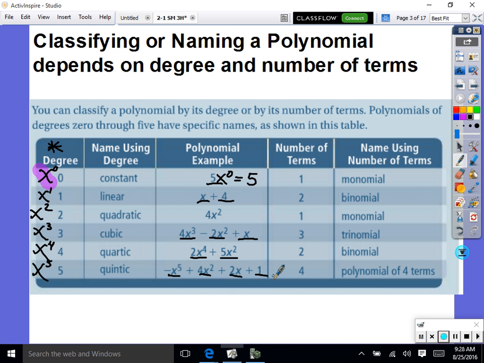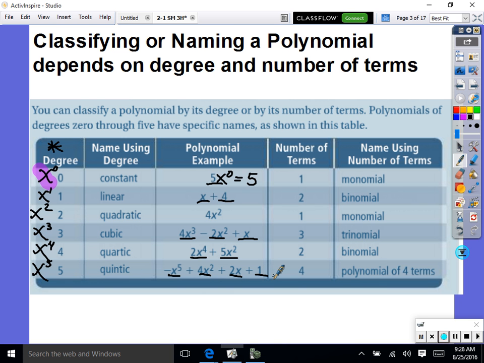Yes, so the degree is classified by the highest. Great question. I should have been more specific. We always name it by the highest degree, and then we'll count the number of terms. So the first name comes from the highest degree, and then we'll count the number of terms. For number of terms, we have monomial, binomial, trinomial, and then after that, no special names: polynomial of 4 terms, polynomial of 5 terms, polynomial of 6 terms. Do you see how that goes?